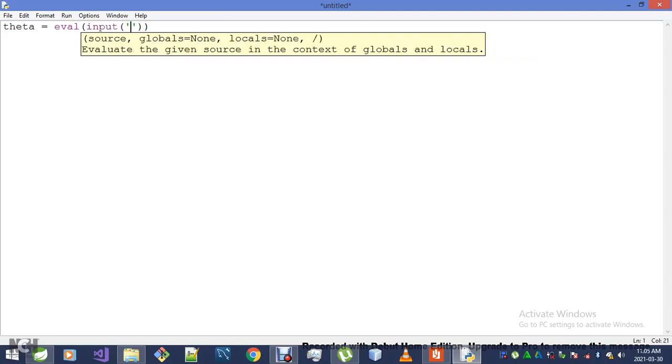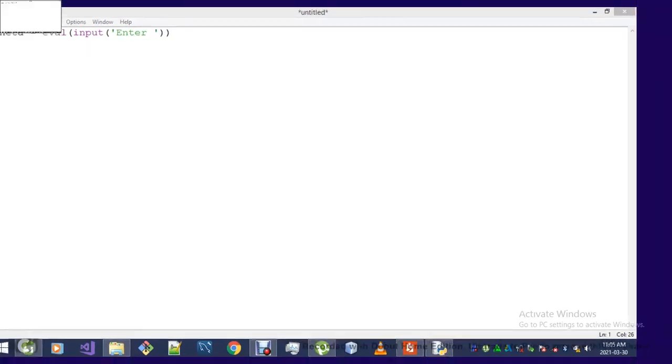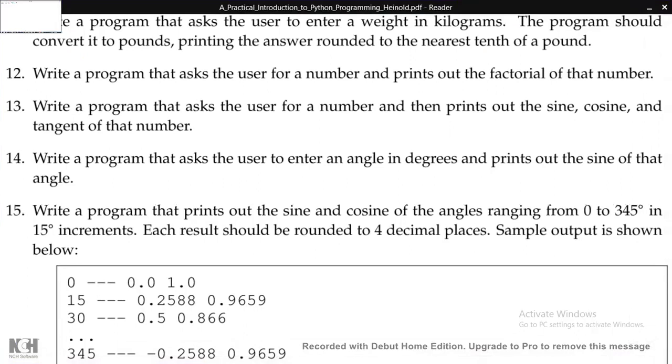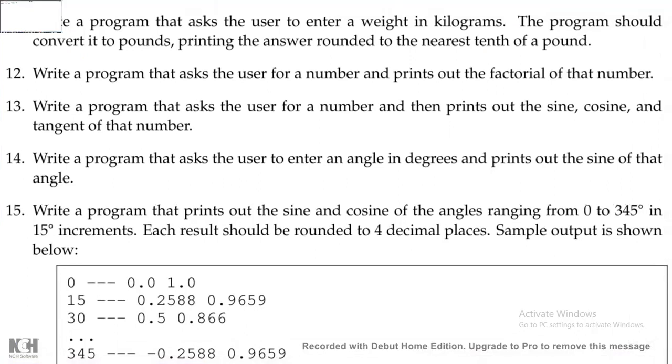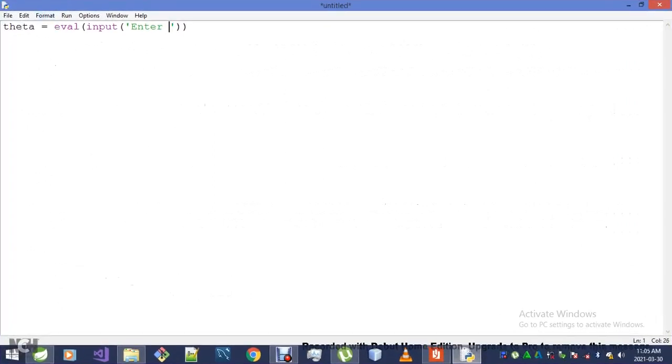Number one, I'll simply go theta equals eval input. Oh, by the way, this is the second solution on this exercise. Feel free to rewind the video and read through the question yourself. We're doing exercise 13. Enter an angle.